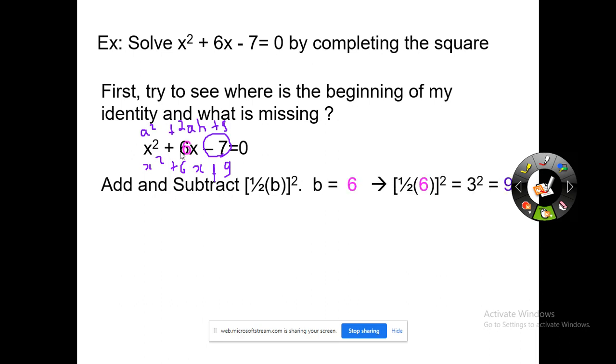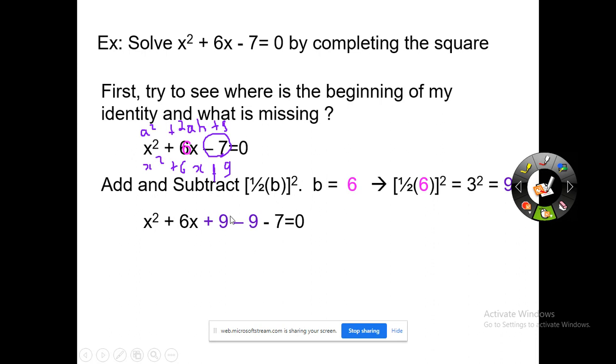So b is 6, I take half of it and square it: 6 over 2 is 3, squared is 9. So I need to add and subtract 9. Look here, guys. If you add and subtract 9, as you are adding 0, I'm not changing anything. It's still x squared plus 6x minus 7. But now I will take those three together: x squared plus 6x plus 9 will give me an identity. And I will take the other two together.